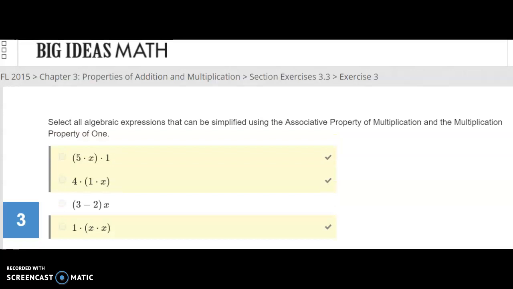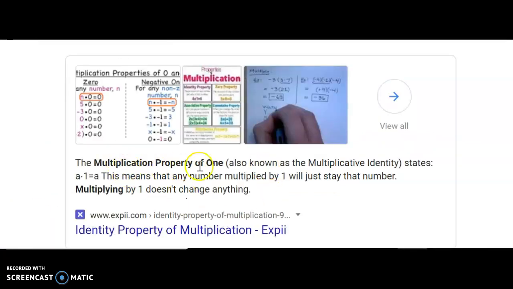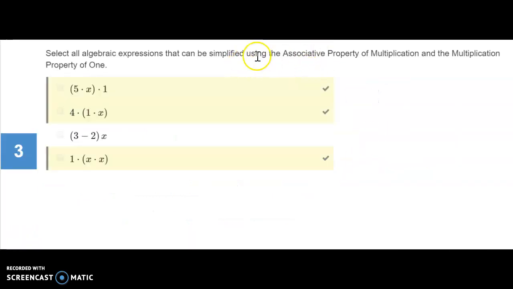Select all the algebraic expressions that can be simplified using the associative property of multiplication and the multiplication property of 1. The multiplication property of 1, also known as the multiplicative identity, states that a times 1 equals a. That means any number multiplied by 1 just stays that same number. Multiplying by 1 does not change anything. So in order for these to be right, it has to be both the associative property and the multiplication by 1. This one right here does not, it's not being multiplied by 1.